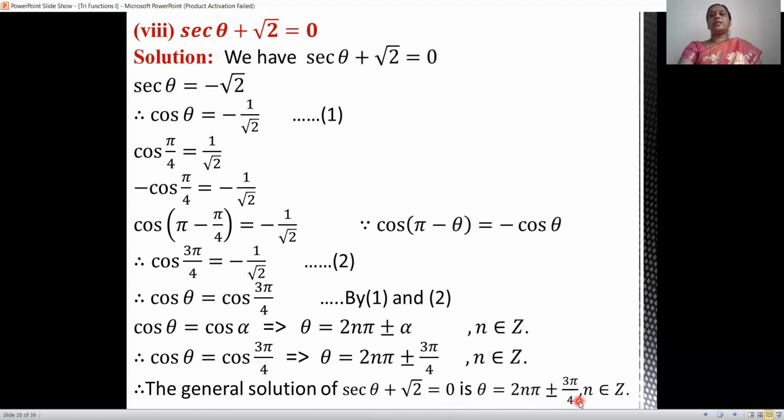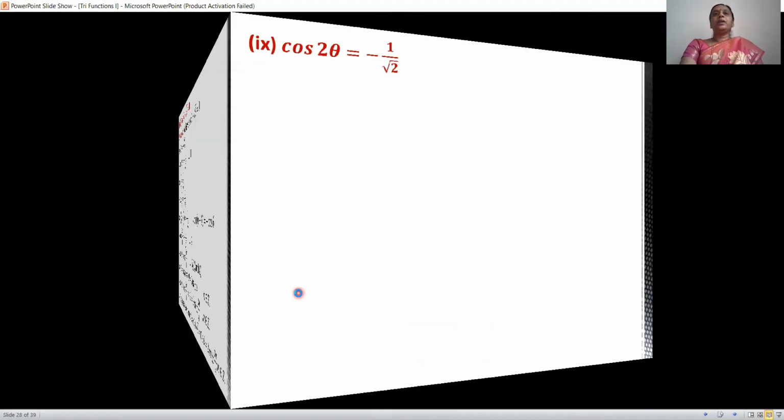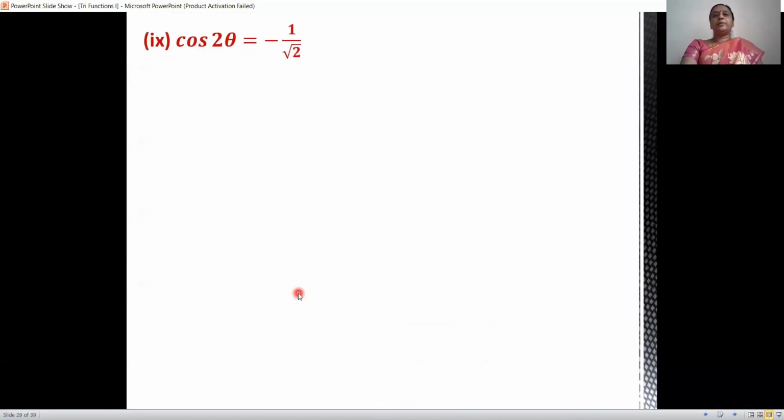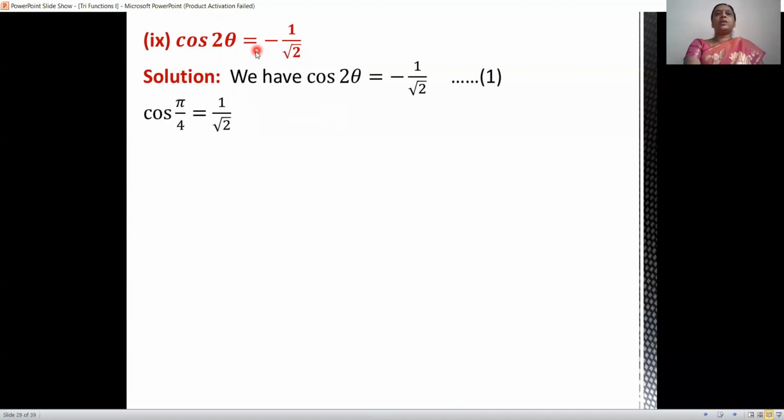That is, in each and every problem, we convert the given function into standard form and apply the given formula. Okay. Consider the next problem: cos 2 theta is equal to minus 1 by root 2. Again, write down the equation as it is. Cos 2 theta is equal to minus 1 by root 2. Take that as equation 1.